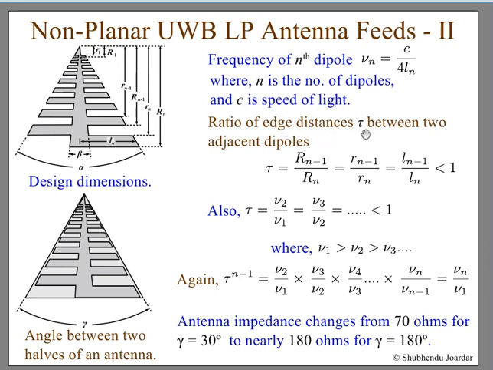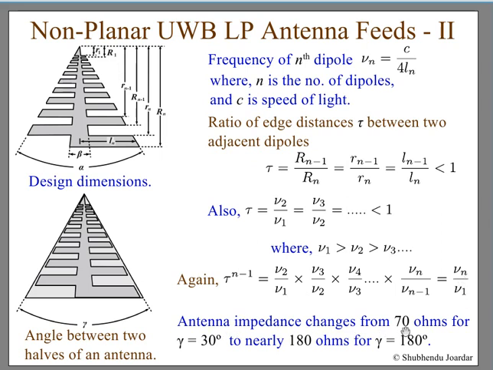The ratio of the edge distances, between tau. Edge distance means this is the edge. These are the edges. This one is one edge. This is another edge. The ratio between two is given by this expression, and this is the tau that we had been calculating in the other one. And also the ratio of frequencies of one dipole to another is the same as that of this dipole to this and this dipole to this and so on. That's what it gives. And again, if you incorporate all these frequencies, you can come to a single formula using the highest and lowest frequencies.